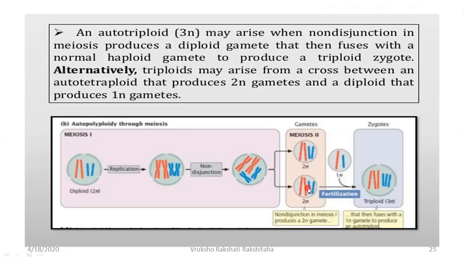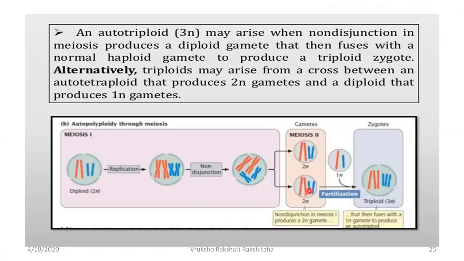Now, this is an abnormality, because we started with a diploid cell and the gametes which are formed are also diploid. That is, it has resulted in the formation of unreduced gametes. Now, if these 2 gametes fuse with each other, it will give rise to an autotetraploid.